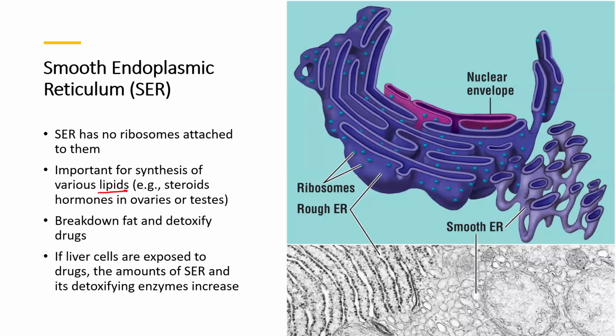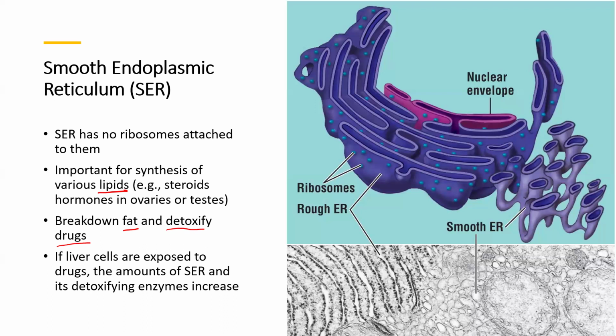Another function of the smooth ER is that they help break down fat and detoxify drugs. It turns out when you take drugs, not necessarily illegal stuff, but regular medication, like if you take antibiotics or something like that, whenever you have drug in your system, your liver cells will actually make more smooth ER to help cope with the medication, to help metabolize the drugs and break it down.